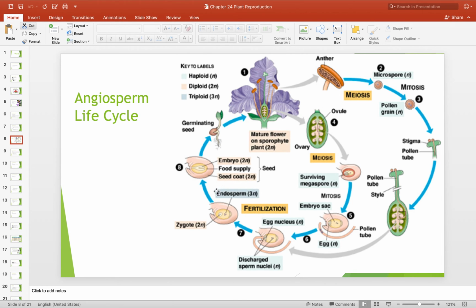You have the endosperm that is going to form a triploid cell. This little thing here is going to form pretty much the food supply, as you can see here. And then you have the zygote that is going to form the plant. So you have the embryo that's going to form around this food supply, as well as a seed coat, into eventually a germinating seed, which we will cover in 24.2.